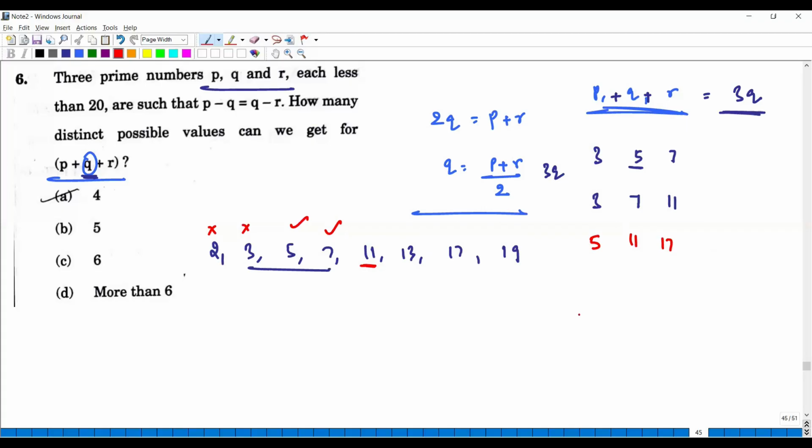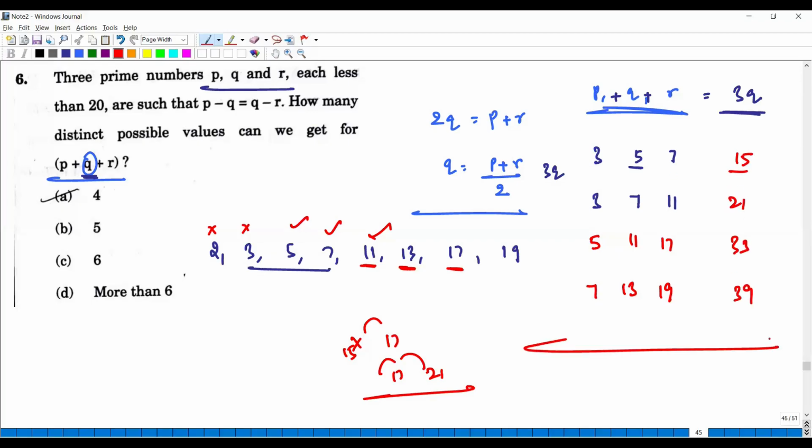Okay, that is possible. 13: 13 minus 2 and plus 2, not possible. 13 minus 4 and plus 4 is not possible. 13 minus 6 and plus 6 is possible: 13 minus 6 is 7, 13 plus 6 is 19. Can I put 17? 17 minus 2 is 15, not possible. 17 minus 4 and plus 4 means it is exceeding 20, so you can't. So the unique sums are 15, 21, 33, 39.